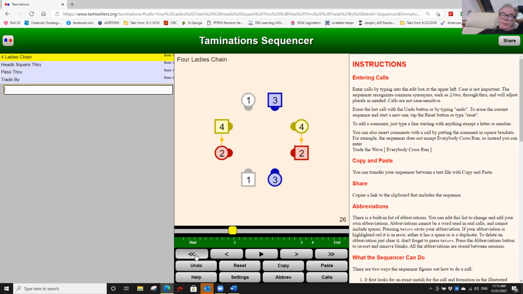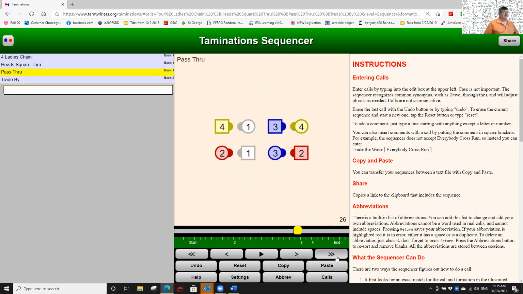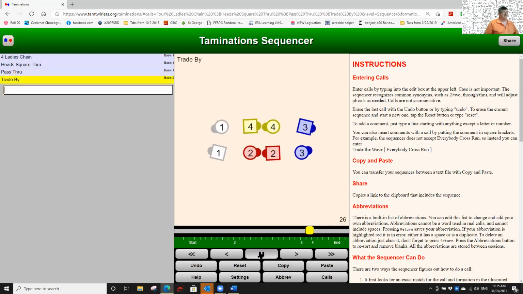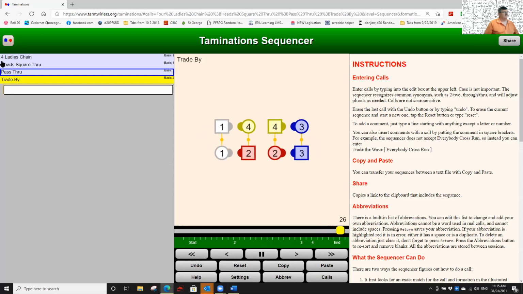So what I've done is from a four ladies chain, head square through takes me to there. The four ladies chain effect on the pass through trade by takes me to the corner box. So I've gone from the transition, same formation, same arrangement, same sequence. All I've changed is the relationship. The relationship change is the four ladies chain effect. Yep. That pass through trade by will always create that ladies chain effect, but it's not always a zero. If you're in a lead right, it's going to change a heads lead right to a sides lead right.